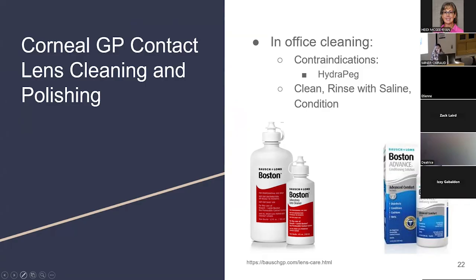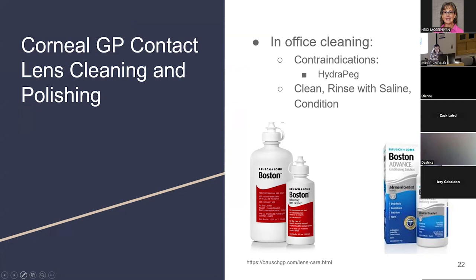Typically, we are not putting HydraPEG on corneal gas permeable lenses. I say typically because that doesn't always apply. However, we are oftentimes putting HydraPEG on scleral contact lenses. If the patient has this HydraPEG, which is essentially an additional coating that they've paid for to put on the surface of their lens to make it more wettable, we do not want to use anything abrasive to clean that because we'll strip it right off.